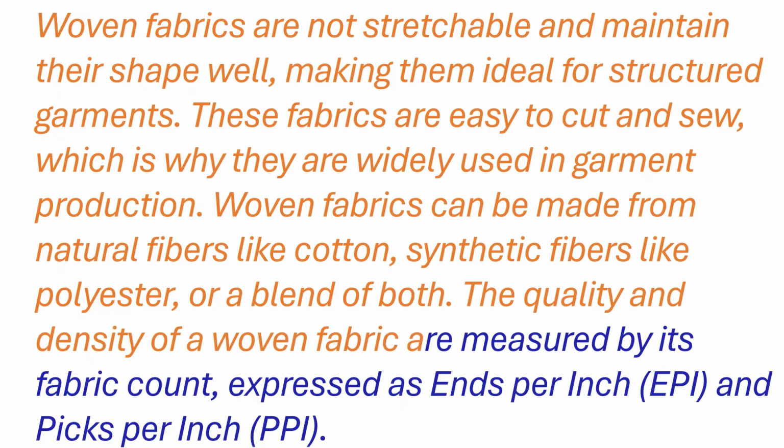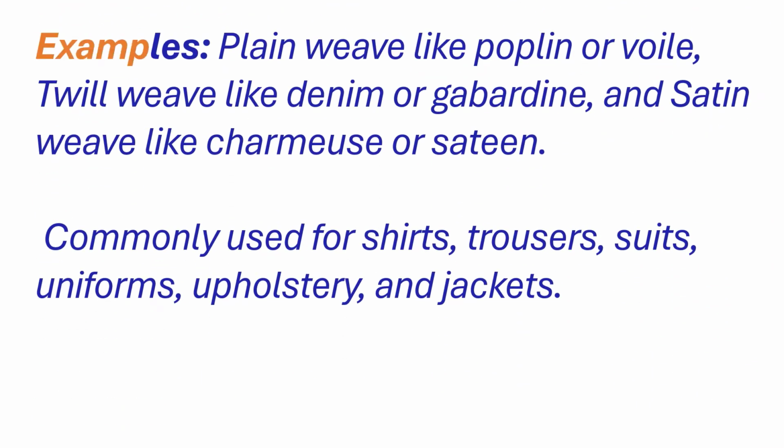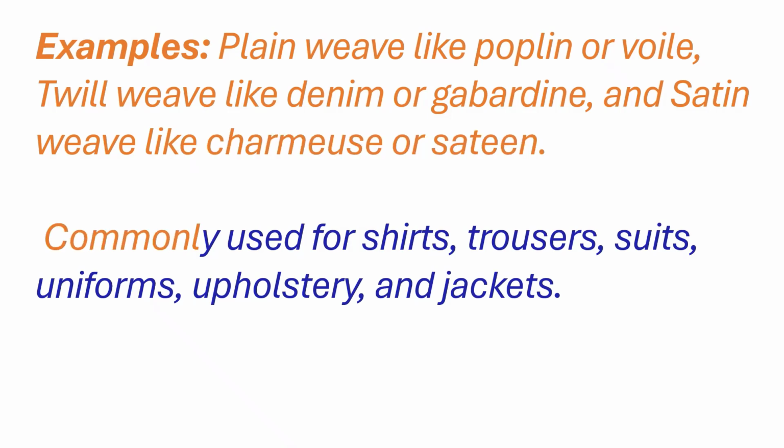The quality and density of a woven fabric are measured by its fabric count, expressed as ends per inch and picks per inch. Examples: plain weave like poplin or voile, twill weave like denim or gabardine, and satin weave like charmeuse or satin. Commonly used for shirts, trousers, suits, uniforms, upholstery and jackets.